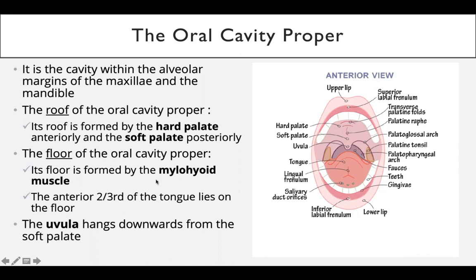And on this muscle, our tongue, how much part? 2/3 of the tongue lies on this floor, and 1/3, the base and the root, is present posteriorly. The uvula hangs downwards from the soft palate. As we have known, the hard palate, soft palate, and then from the soft palate the uvula is formed, and the lateral walls or fauces or pillars are formed, which has the palatoglossal arch. This is known as the palatoglossal arch. Inside this, or medial to this, are the palatine tonsils, and medial to this is the palatopharyngeal arch.